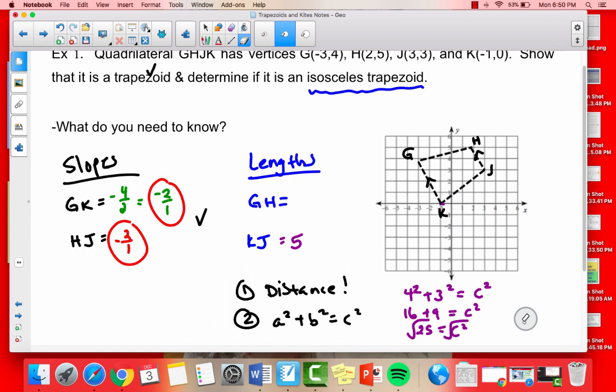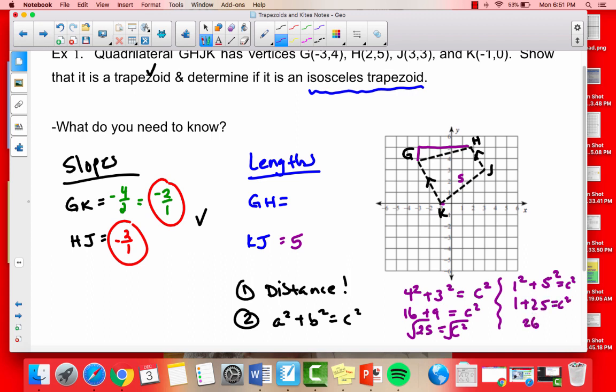Let me clear this off a little bit. For the length of G to H, I'm going to make a triangle going up and then over. It always has to be a right triangle. Keep that in mind. So I went up 1, so 1 squared, plus, and I went over 1, 2, 3, 4, 5. So 5 squared equals c squared. That gets me 1 plus 25 equals c squared, or 26 equals c squared. And I take the square root of that, and I get that the length is the square root of 26.